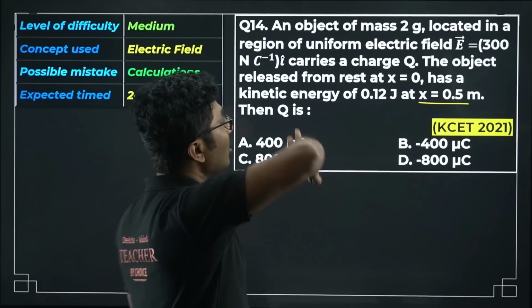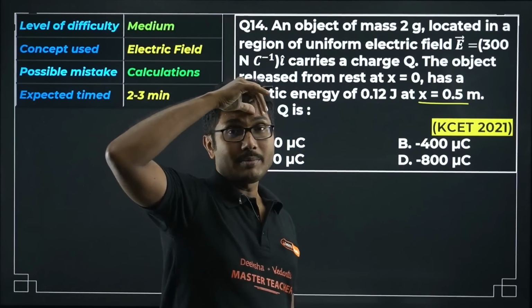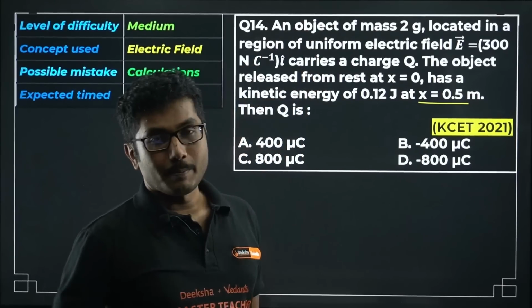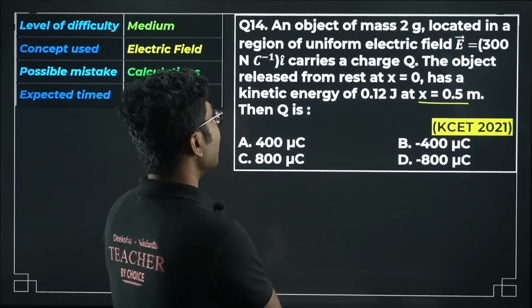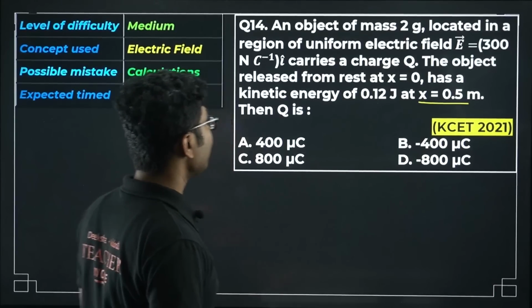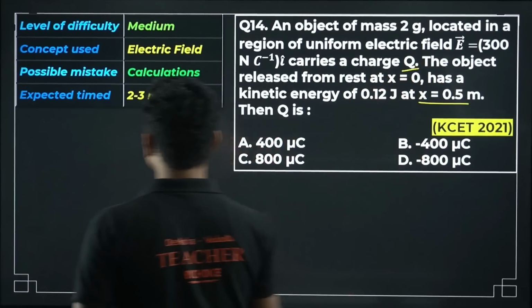Now this is also looking similar to E square Q square T square by 2m, but here the difference is that the time is not given. So how to solve if the time is not given? That is also a thing that you have to know. So Q is what we are trying to find. So what is the force?